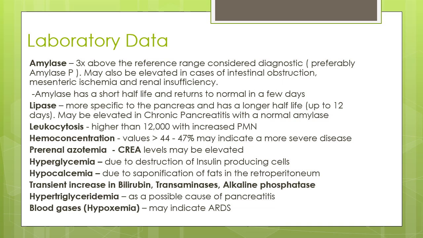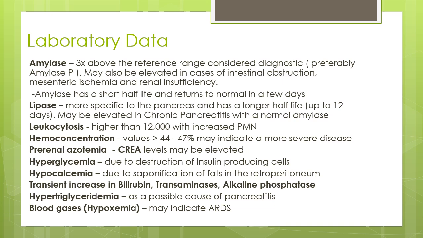We also watch out for the presence of prerenal azotemia. Creatinine levels may be elevated. Hyperglycemia may be seen due to the destruction of insulin producing cells. Hypocalcemia, if there is a saponification of your calcium in the retroperitoneum. Transient increases in bilirubin, transaminase, and alkaline phosphatase may also be seen. Hypertriglyceridemia may be a possible cause of the acute pancreatitis.